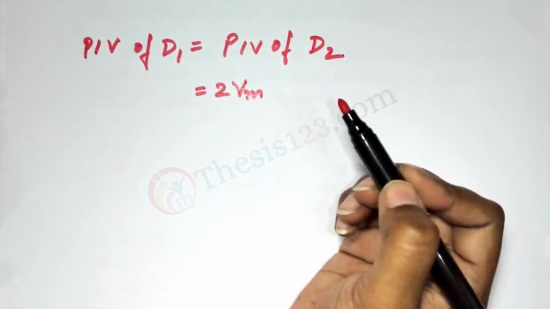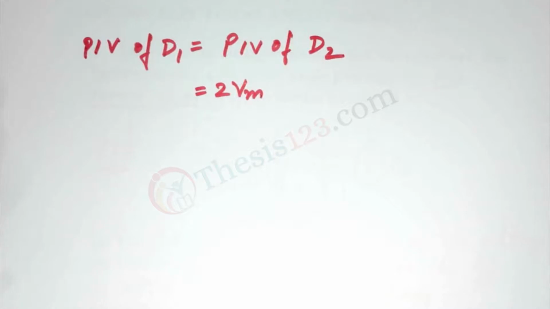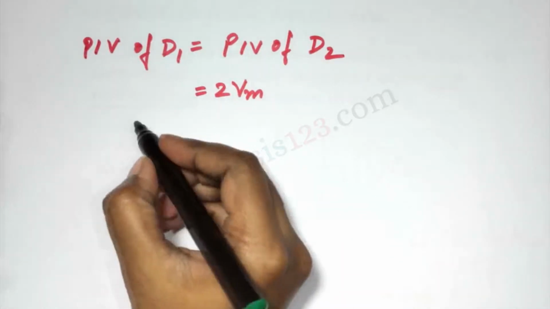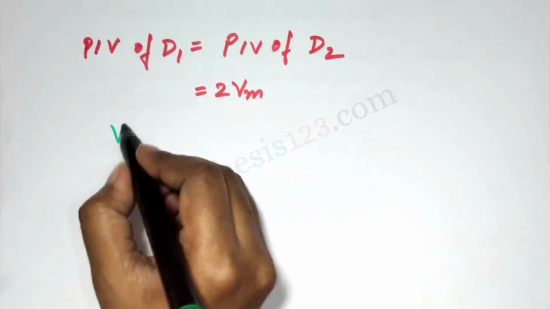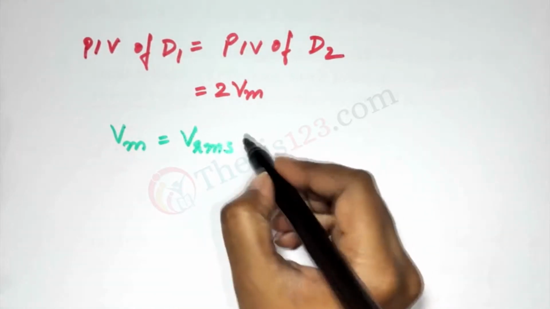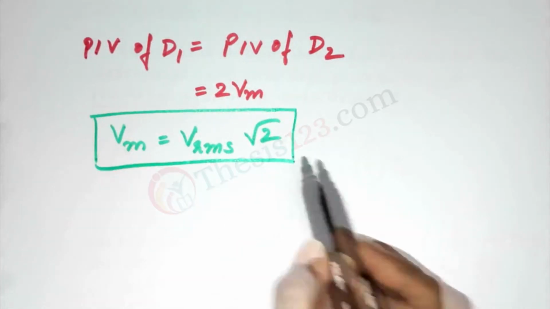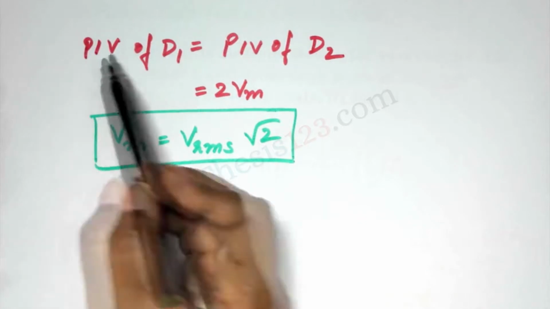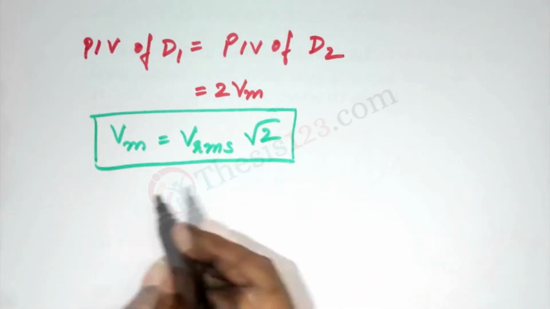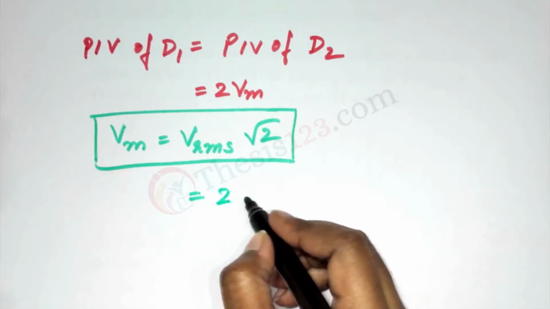Okay, so in the question over here, we have been given the RMS value, 230 volts RMS is given. So in order to find the peak value, we know the formula that V peak or Vm is equal to V RMS times root 2. This is the formula. So if we have to write the PIV in terms of V RMS, what happens over here? We get 2Vm becomes 2 into V RMS times root 2.